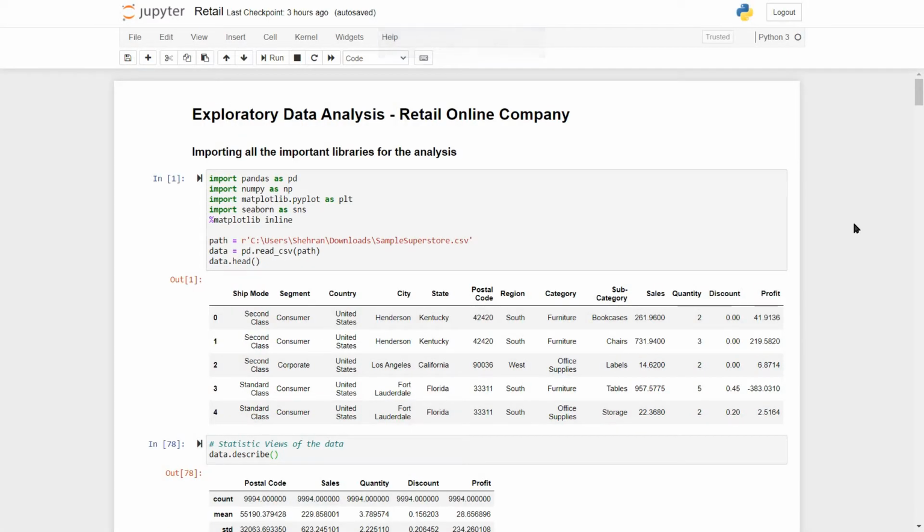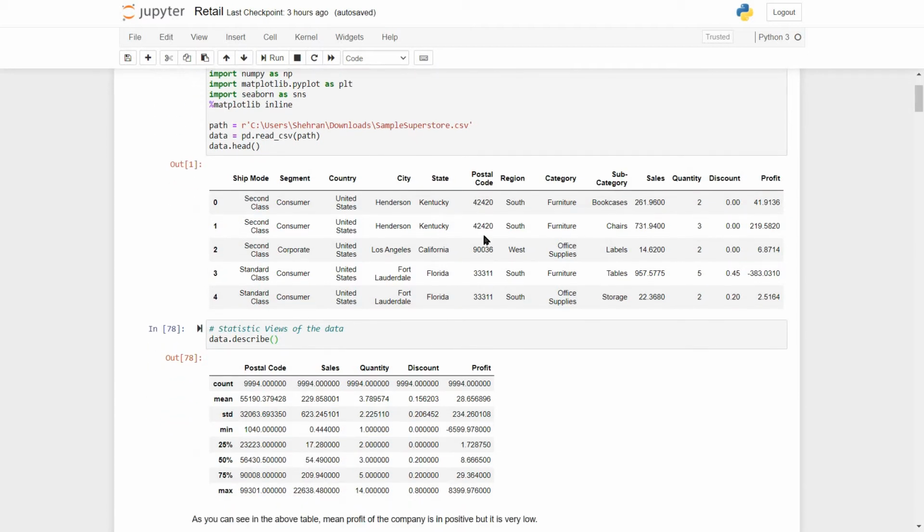So here's the work. First, we're going to import some of the important libraries to analyze our data. To read it, first we need Pandas. So we imported Pandas, NumPy, Matplotlib.pyplot, and Seaborn. These are the first 5 rows of the data.